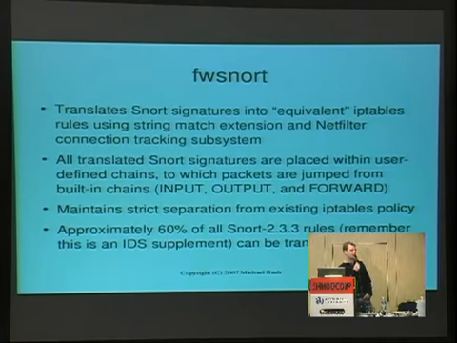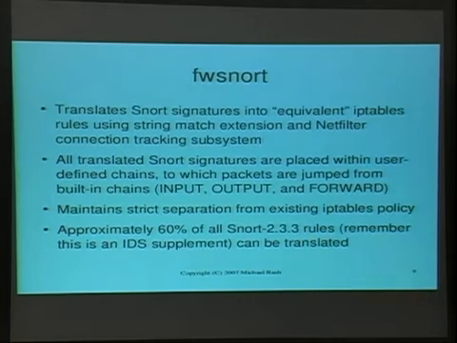About 60% of all the rules in the Snort 2.3.3 release, which is the last release of Snort that contains a GPL rule set, can be translated. The 60% translation rate, incidentally, is up about 10% from the previous release. So in the current release of FWSnort, which is 0.9.0, it is now able to translate Snort rules that make use of multiple content matches, because the iptables infrastructure is so good now that it allows multiple matches per rule. And we'll see some examples of that shortly.